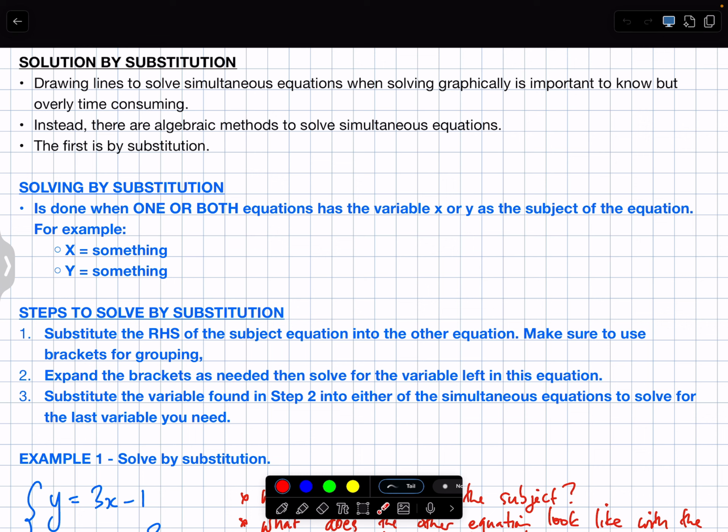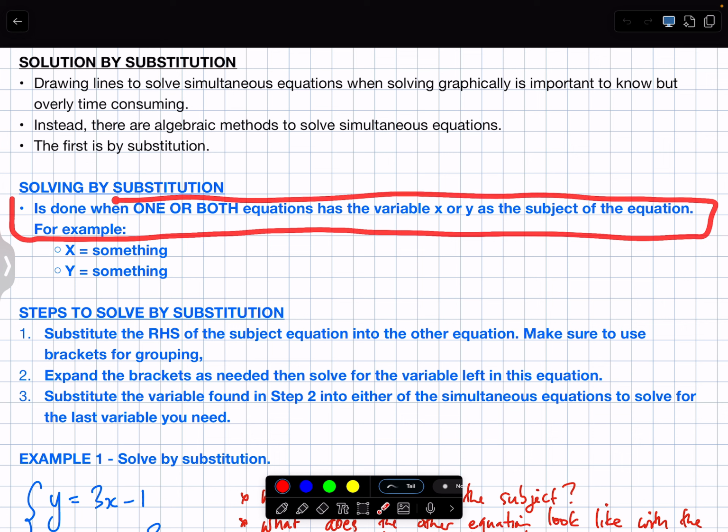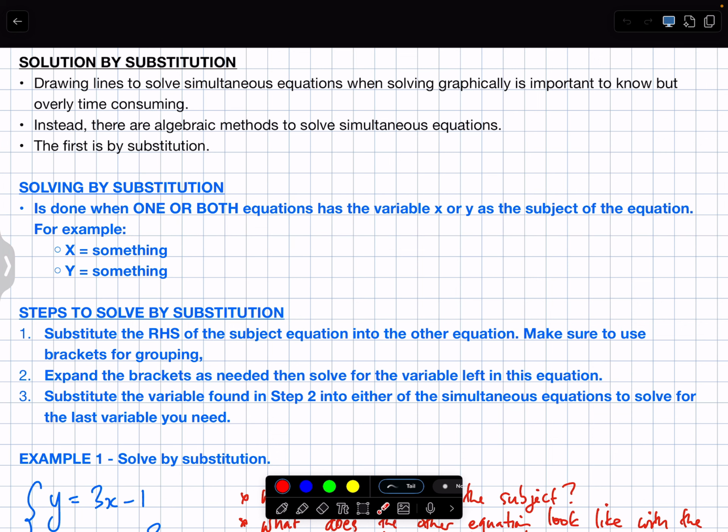When do I do this? You do solving by substitution when one or both equations has the variable x or y as the subject of the equation. So what does that mean? It means x is by itself and it equals something, or it means y is by itself and it equals something, yeah? So what could it look like?